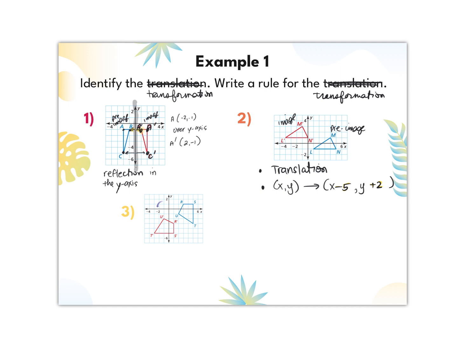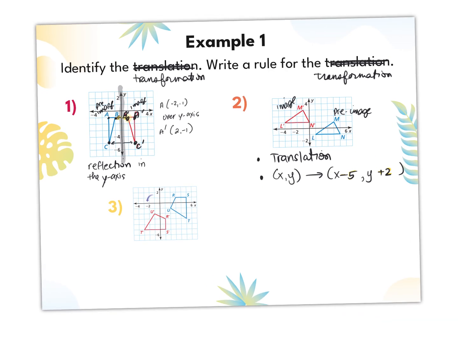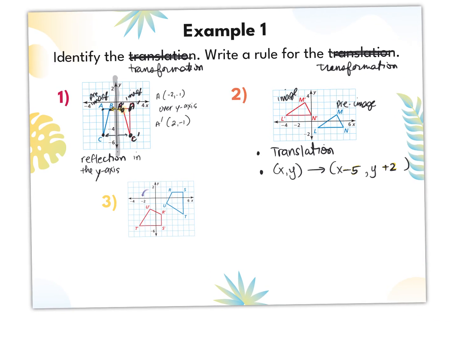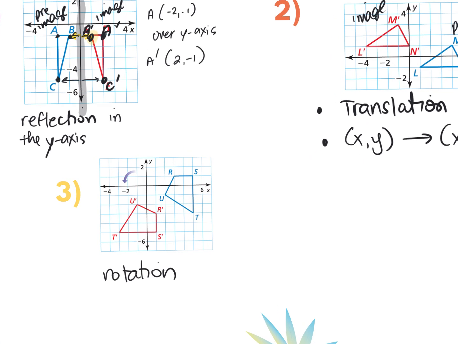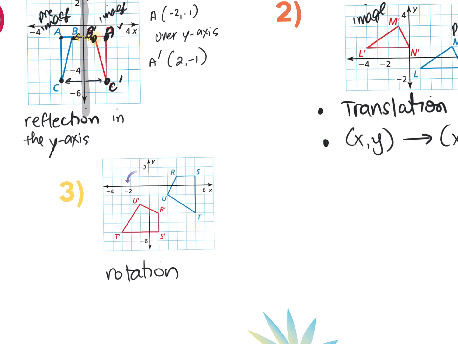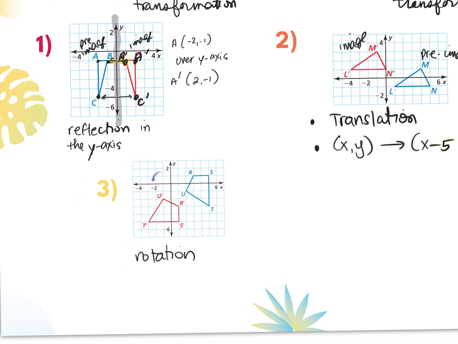So in example 1, number 3 is a transformation that shows a rotation. Okay, and so how do I know that? Well, there's a few things that help me to know that this is a rotation. First of all, this arrow. So it's showing me that this is a counterclockwise rotation. Now, what I need to do is figure out the rule, which is going to tell me it's rotating around what point, right? And what is the degree of the rotation.